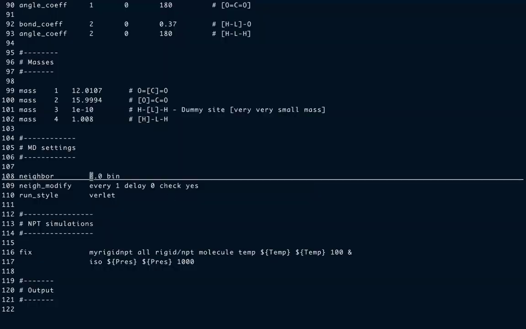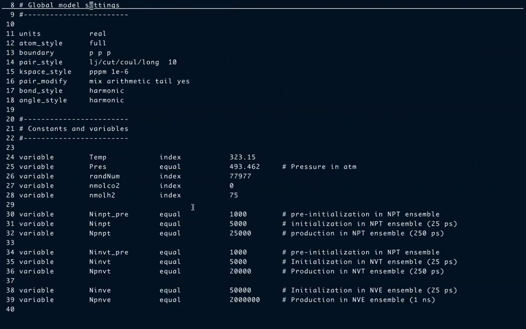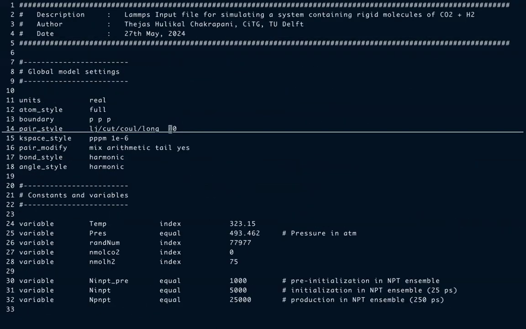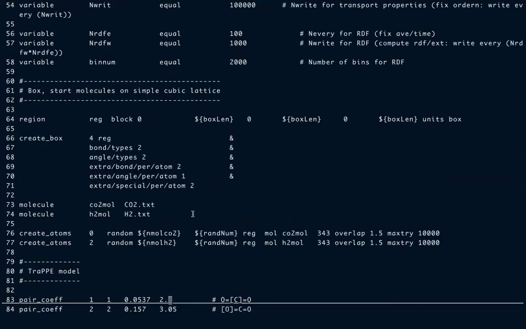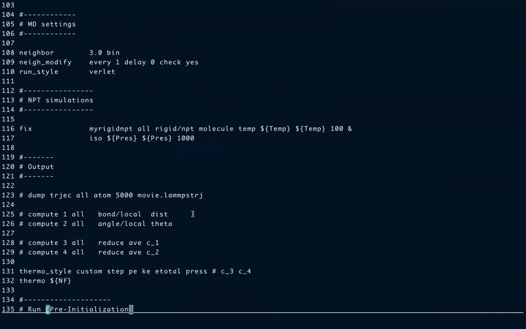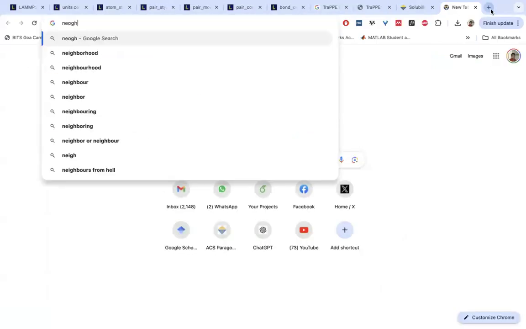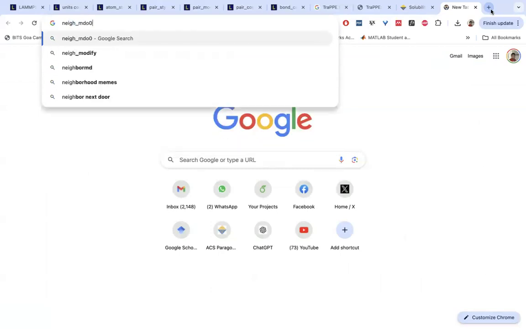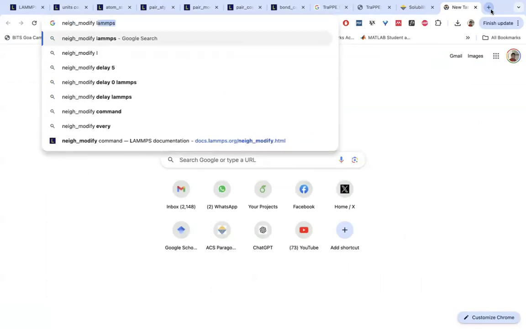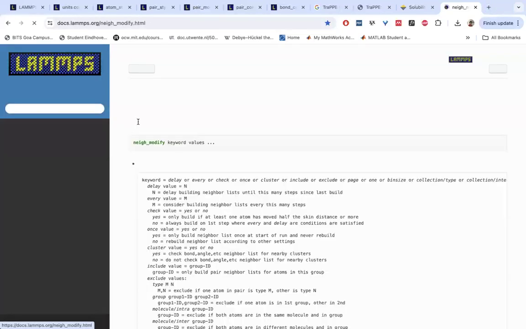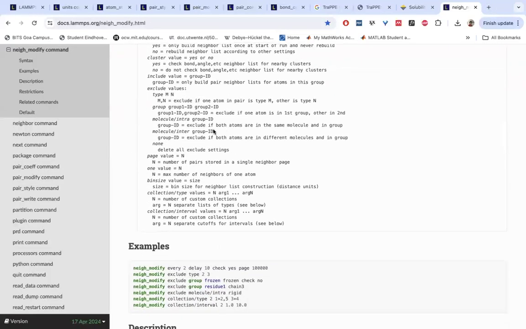And you specify this additional 3.0 angstroms on top of the cutoff, which is 10 angstroms, as a way to account for more neighbors, so that if a molecule moves very fast and escapes the interaction, you might otherwise have inconsistent or inaccurate results. Now, if you want to read more about this, you can read it on the LAMMPS website. And this is also, by the way, available in Frenkel's textbook.